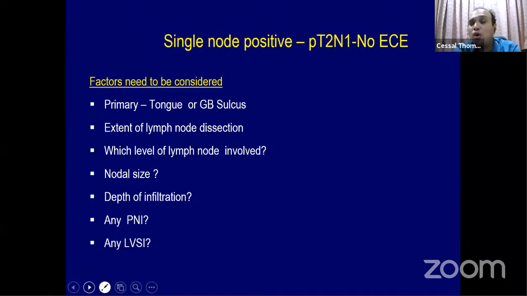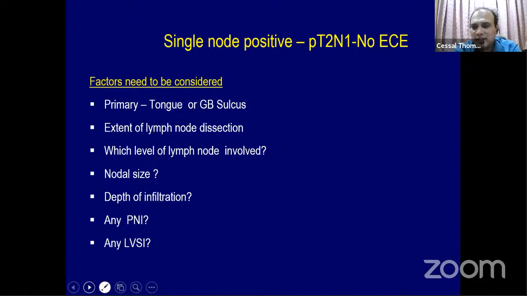But this was for all node positive patients. When they did a subset analysis, it was found that for stage 3 and stage 4, the magnitude of benefit for adjuvant radiotherapy was similar. So stage 3 includes pT1N1, pT2N1, and pT3N1 in node positive disease. So if you ask me, what about the pT1N1?